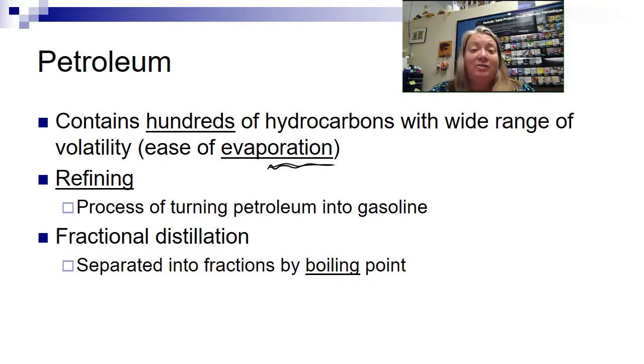The first thing we have to do is separate the different forms of volatility that we have. The way that we separate them is based on their boiling points, that's the temperature at which it turns to a gas. And the method that we're going to use is called fractional distillation. So let's see what that looks like.